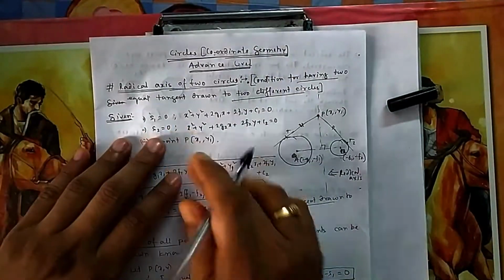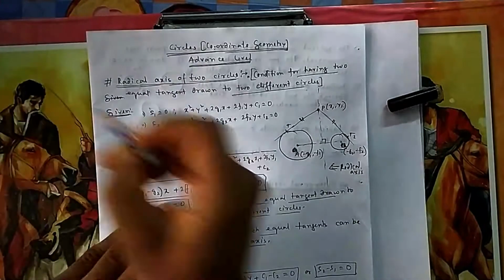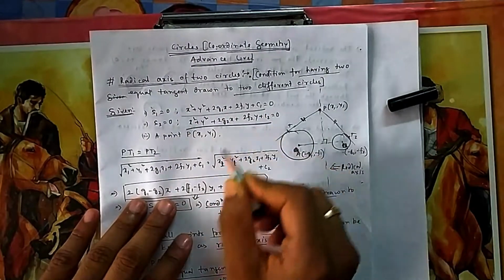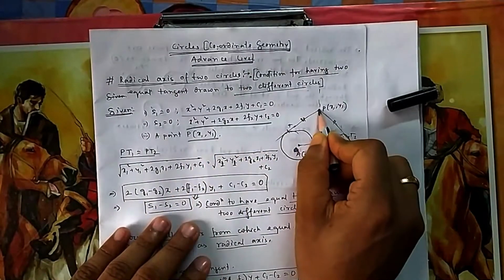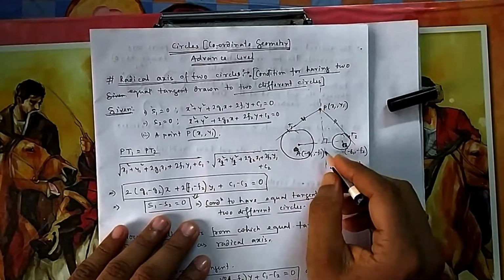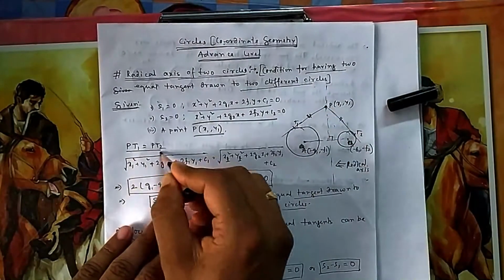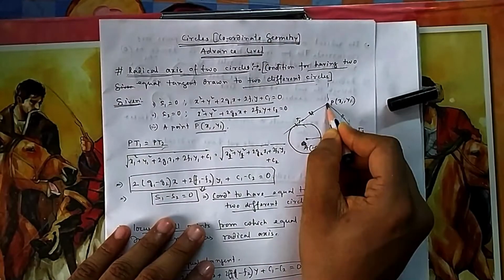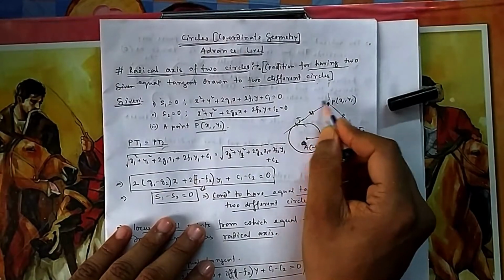What is given to me is always very important for starting any article. One circle is given, another circle is given, and a point P is given. My intention is to make these two tangents equal. I have to find the condition when PT1 is equal to PT2. So how do we find the length of a tangent from an external point? We have already solved it: it is root of the power of the point, root S1.